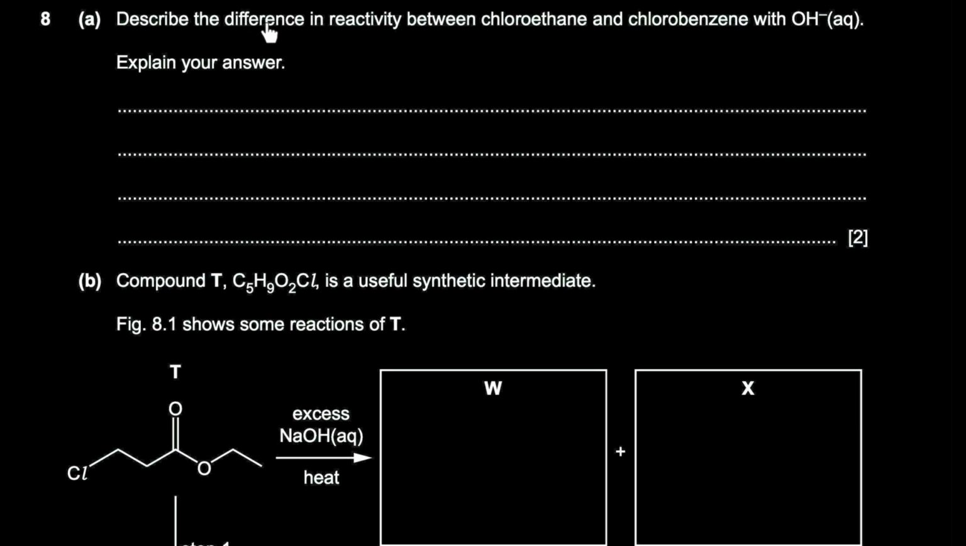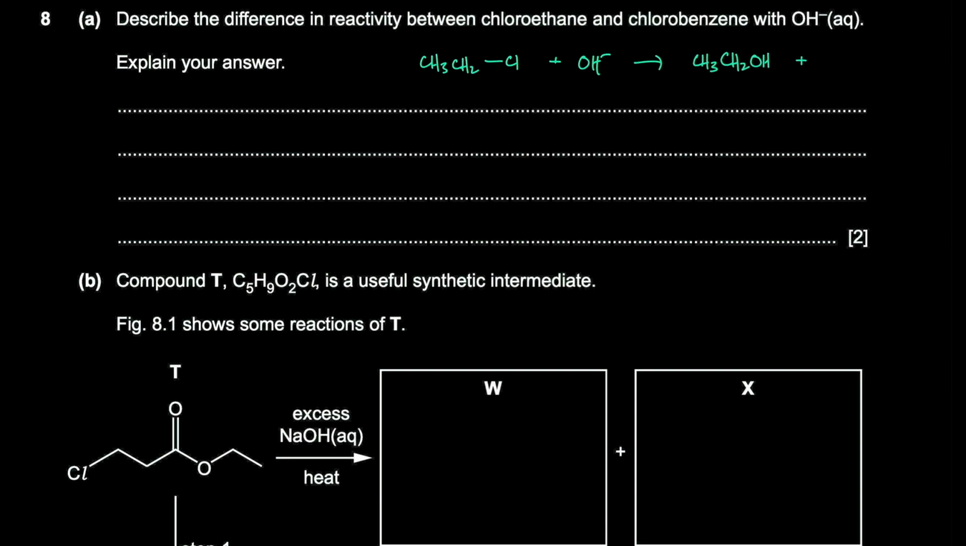Describe the difference in reactivity between chloroethane and chlorobenzene with aqueous hydroxide. Explain your answer. Now, when chloroethane, which is CH3CH2Cl, reacts with aqueous sodium hydroxide, or aqueous hydroxide, we end up getting ethanol as the organic product.